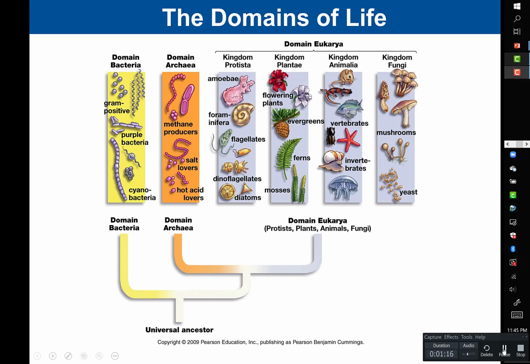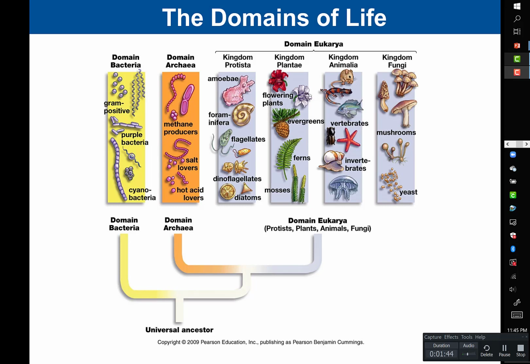So what we're looking at in this diagram is a broad overview of how classification works. Life can be divided into 3 domains. If you look at the bottom of this diagram, you'll see what we call a universal ancestor. This would be like the first living cell. And that first living cell branched off into multiple domains.